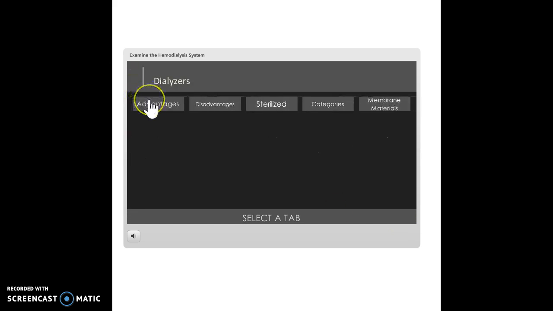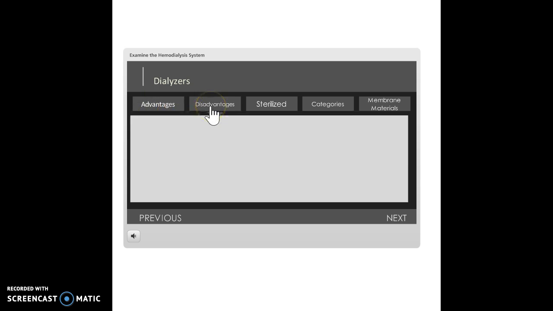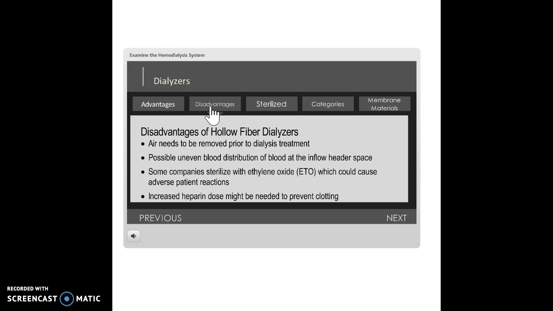So, some advantages. There are many different tiny fibers within the dialyzer, so that helps. That's definitely an advantage. And through this, ultrafiltration is well controlled. Disadvantages would be that there's lots of air present in the dialyzer and it needs to be removed. We'll learn about how to get that out.